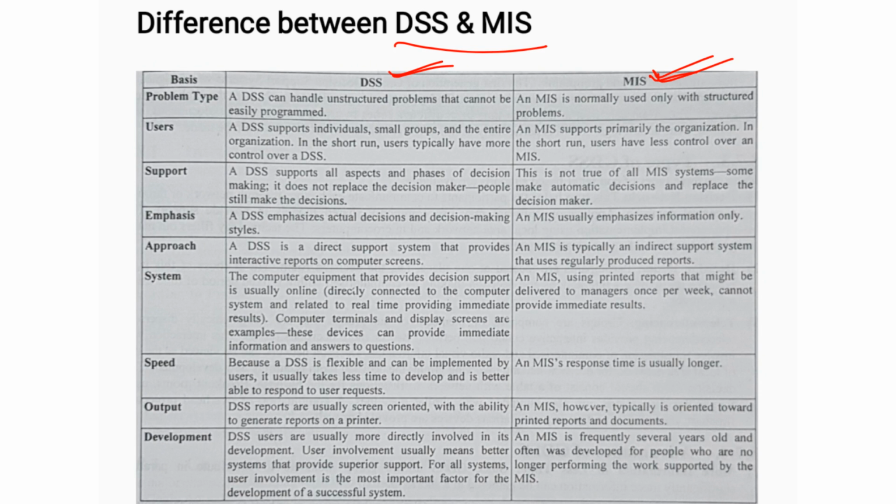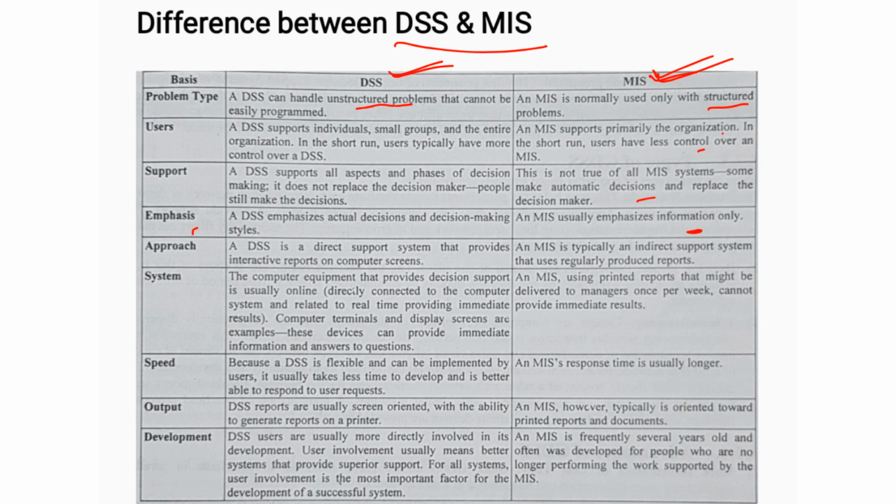The problem type: a DSS can handle unstructured problems. MIS handles only structured ones, as I said. Users: DSS supports individuals, small groups and the entire organization. MIS supports primarily the organization. In the short run, users have less control here, and more control there. Support: a DSS supports all aspects and phases of decision making. This is not true in an MIS. Some make automatic decisions and replace the decision maker. Emphasis: DSS emphasizes the actual decision, whereas MIS emphasizes information only.